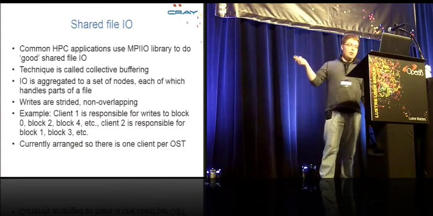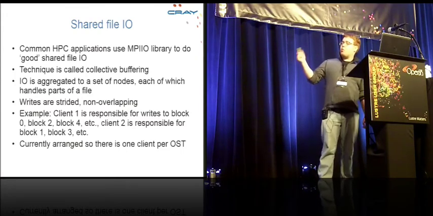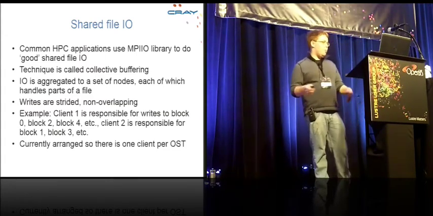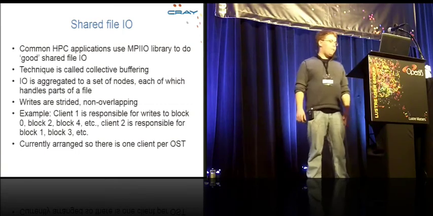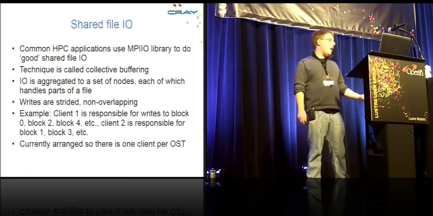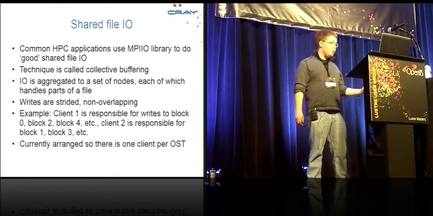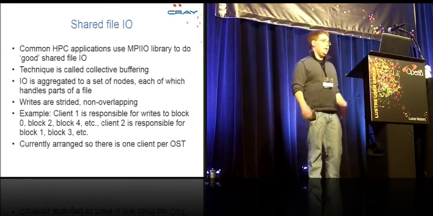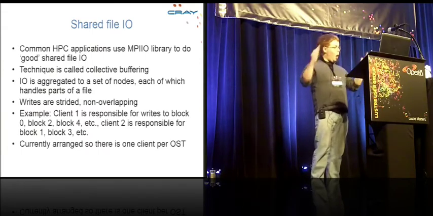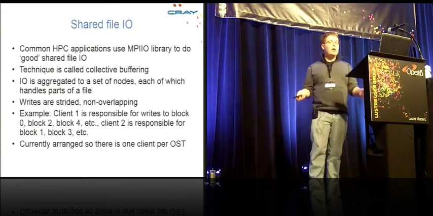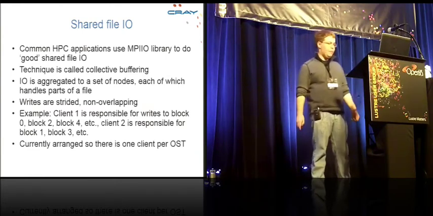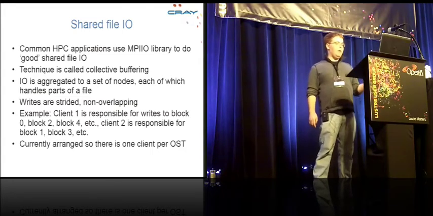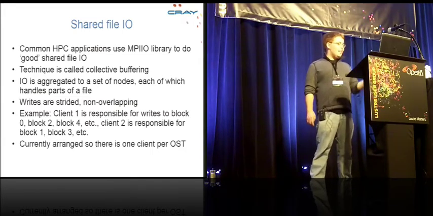So when you're using that library, you get strided, non-overlapping writes. What that means is a particular client is responsible for particular blocks, and if, in the example here, you have 2 clients, the first client would be responsible for block 0, block 2, and block 4, going on, and client 2 would be responsible for block 1 and block 3. The idea being that they work in strides, so they do not ever try to write to the same blocks of the file system.